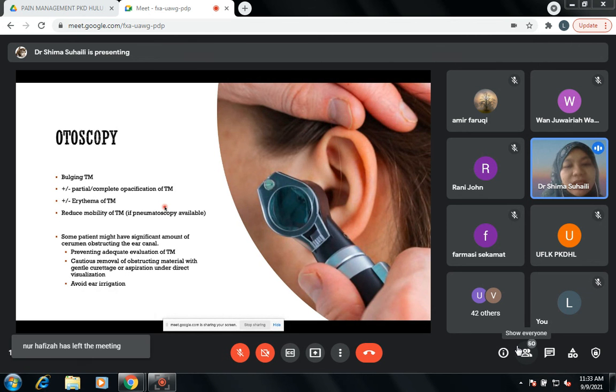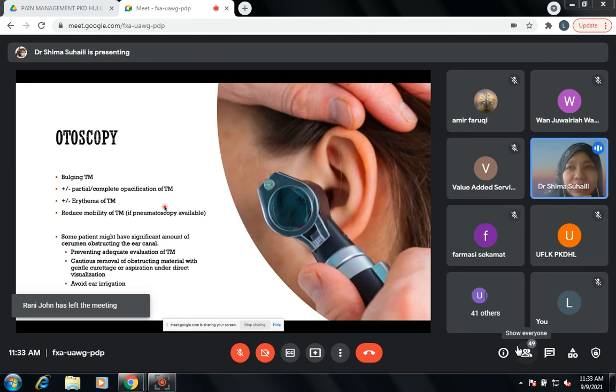However, some of the patients might have a significant amount of cerumen or earwax obstructing the ear canal. So if there is a lot of earwax, we cannot visualize the tympanic membrane. So what we have to do is remove the earwax, using gentle curettage or aspiration under direct visualization. And this procedure usually we don't do in klinik kesihatan because we don't have the apparatus. And remember that we cannot do ear irrigation for those patients that most likely have AOM because we can precipitate the rupture of the TM.